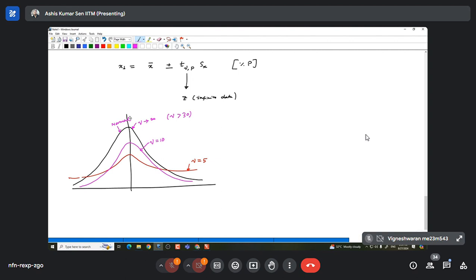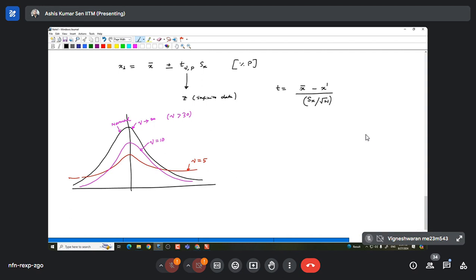How do you actually define this t variable? This t is basically defined as follows. t is taken as the mean of the finite data set minus the true mean, divided by the standard deviation of the finite data set divided by the square root of n.